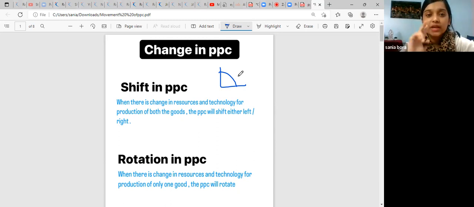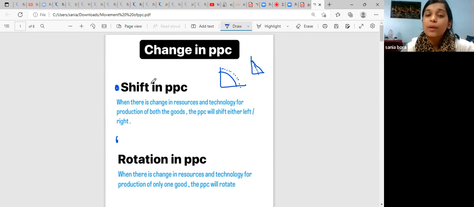Okay. So for change, there are two types: one is shift, and one is rotation. Either your PPC will be shifting or your PPC will be rotating. So how will you get to know whether your PPC is shifting or rotating? Shifting is when I'm completely shifting. For example, this is your PPC and your PPC is shifting here. You can see it's completely shifting. But rotation is going to be like this. For example, this is your PPC and somewhere it's rotated, not completely. So when you are moving completely, that is a shift. When you are not moving completely, that is rotation.